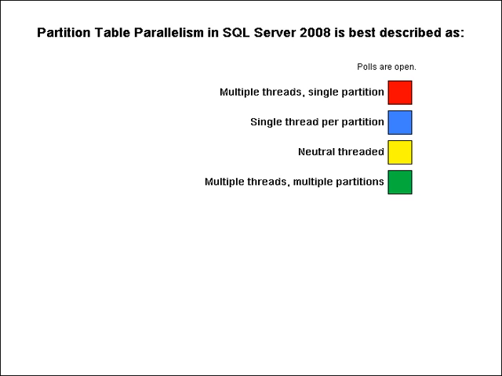All right, last little poll slide before we start getting back into some more information here. Partition table parallelism in SQL 2008: this can be best described as what? Multiple threads, single partition; single thread per partition; neutral threaded; or multiple threads against multiple partitions. Oh, we've got a good smart crowd today. I know not everybody's voted, but it looks like everybody's getting this. It is the bottom answer there. The correct answer is multiple threads, multiple partitions. This improvement is a major performance enhancement in SQL Server 2008.